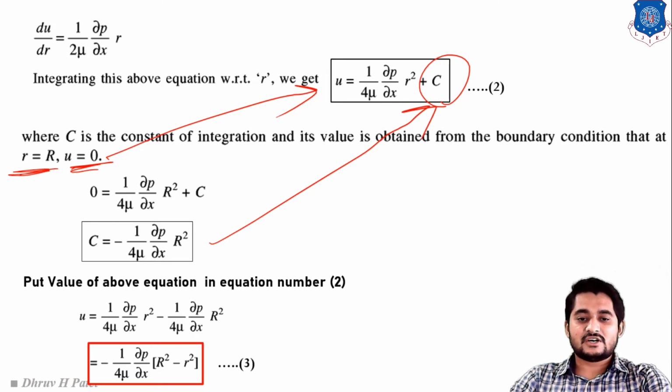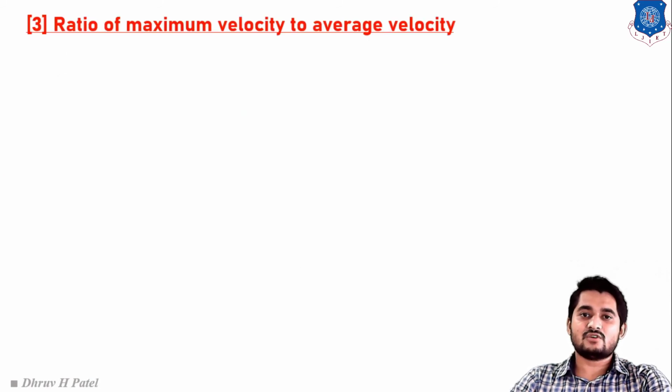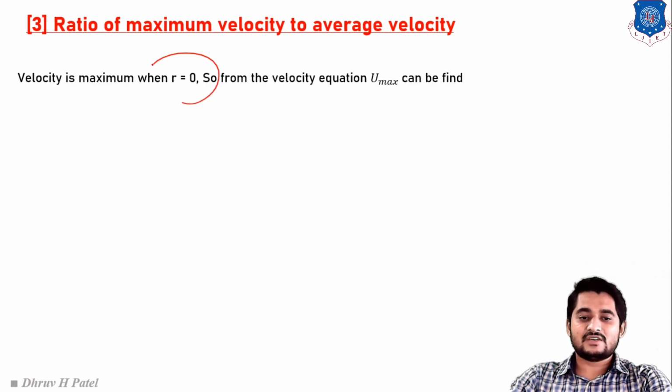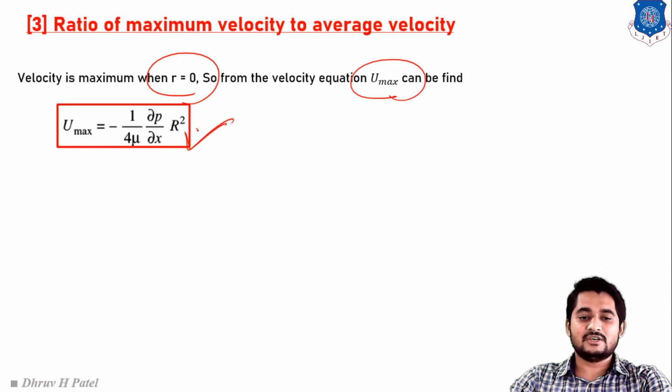Clear, students? Now the third segment will be the ratio of u maximum to u average. Now we have to find u maximum first. So how can we find u maximum? u maximum is available at the center. So in the equation of velocity, if we take small r is equal to 0, then we can find u maximum. So from that equation, our u maximum will be this.